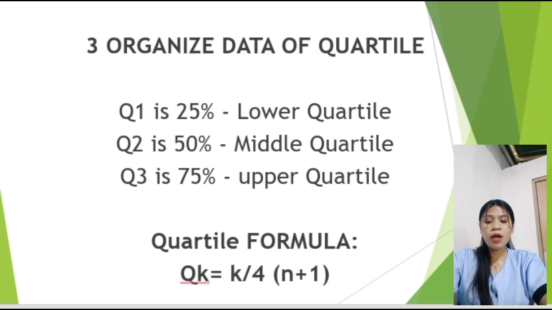Q sub 1 is 25% of the data, also known as the lower quartile. Q sub 2 is 50% of the data, also known as the middle quartile. Then Q sub 3 is 75% of the data, also known as the upper quartile. So we have a formula for quartile. The formula of quartile is Q equals N over 4 times N plus 1.